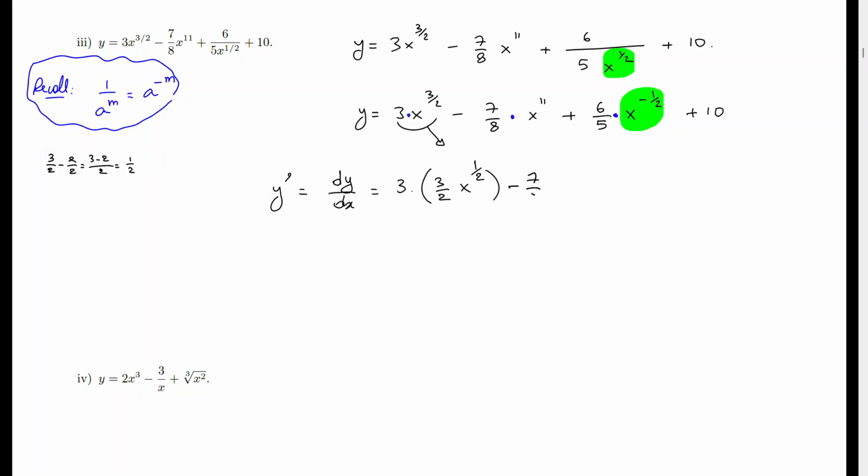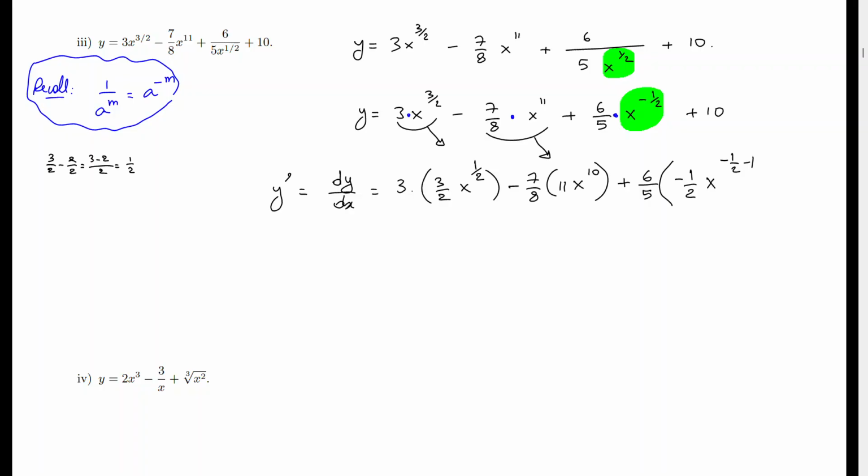Next, we have the 7/8 and x to the power of 11. Well, 11 comes down, and I subtract 1 from the 11, so now I have x to the power of 10. Next, we have the 6/5, and this one is a little tricky because the exponent is negative, so just pay attention. We drop the power to the front, so negative 1 half in the front, and then we are supposed to subtract 1 from the original power.